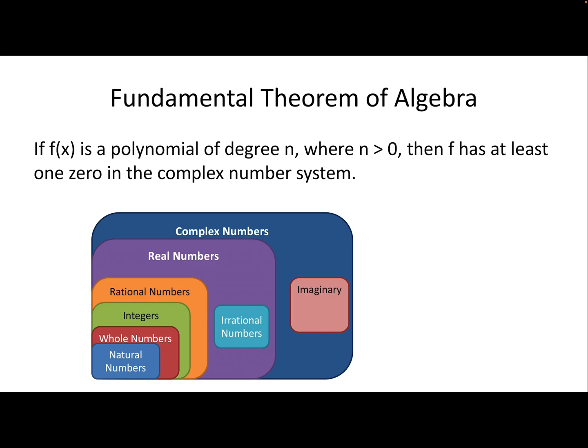Our fundamental theorem of algebra says that if f of x is a polynomial of degree n, where n is greater than 0, then f has to have at least one zero in the complex number system. And again, this is the complex number system that we worked with that deals with a real plus an imaginary part.